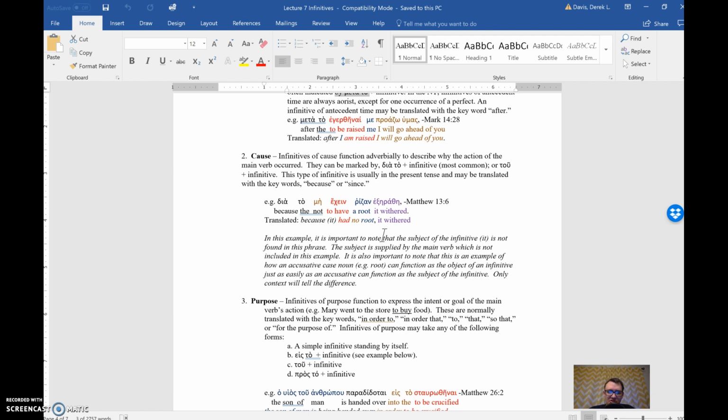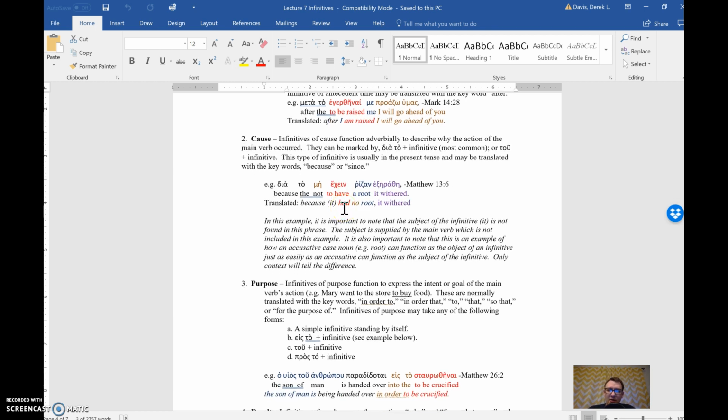And also with a lot of the prepositions, you're going to have to determine if it's functioning in one way or the other. With cause, you're going to add in the word because, and oftentimes you'll see this happening, and I'll show you this in the example. There will be an accusative noun that's attached at the end of the construction that will function as the subject of the infinitive. So because it had no root. So the it would be the accusative that's functioning as the subject of the infinitive. Because it had no root, it withered.